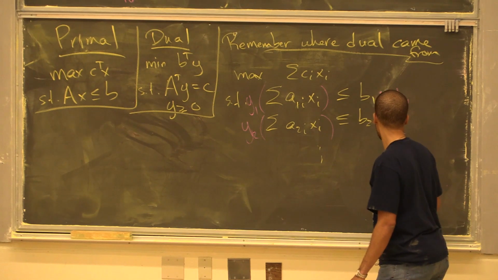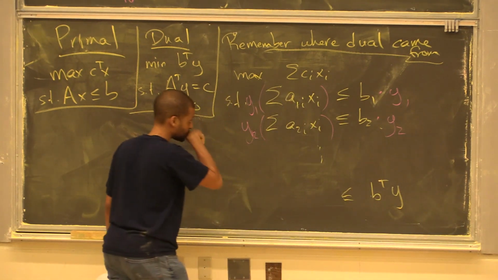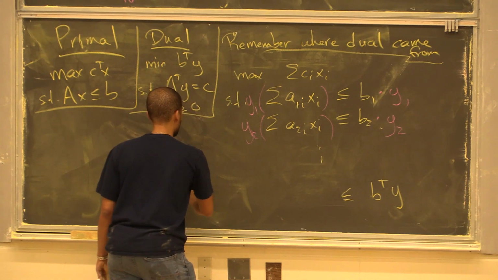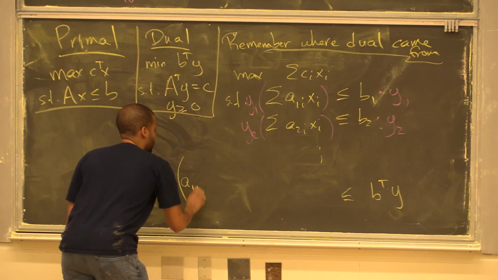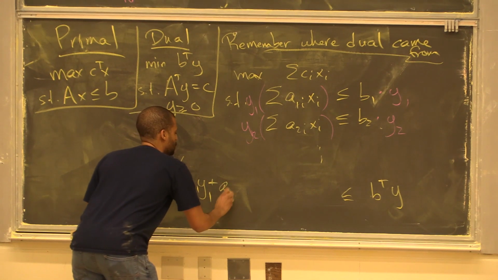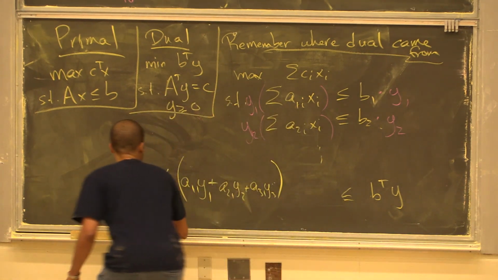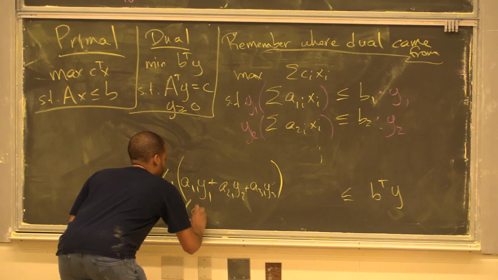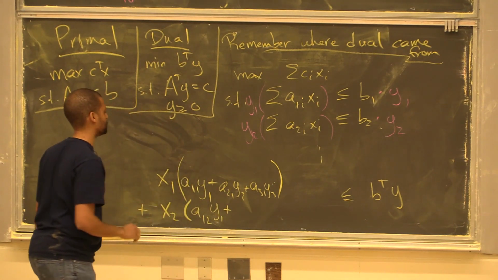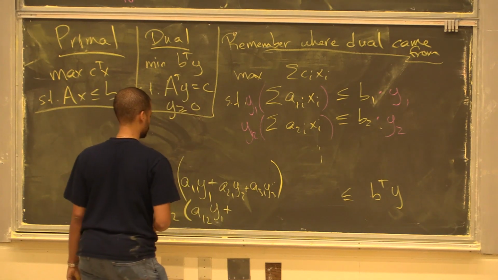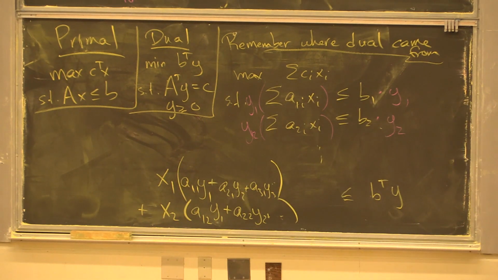We basically got b transpose y on the right-hand side. And on the left-hand side, we got x1 times a11 y1 plus a21 y2 plus a31 y3, etc., plus x2 times a12 y1 plus a22 y2, etc. Right? So we got something that looked like this. This is where the dual came from.